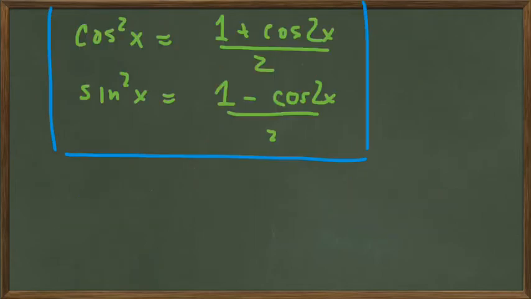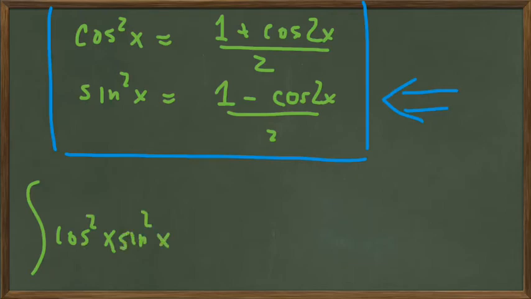So when both powers are even, we need to use these two identities here. These are not the typical or familiar identities for cosine squared x or sine squared x. Normally we'd write cosine squared x as 1 minus sine squared x, and sine squared x as 1 minus cosine squared x, but here we use these two identities. So if we go back to the integral that we started with, cosine squared x times sine squared x dx, and we replace cosine squared and sine squared with these two identities, we are integrating this.